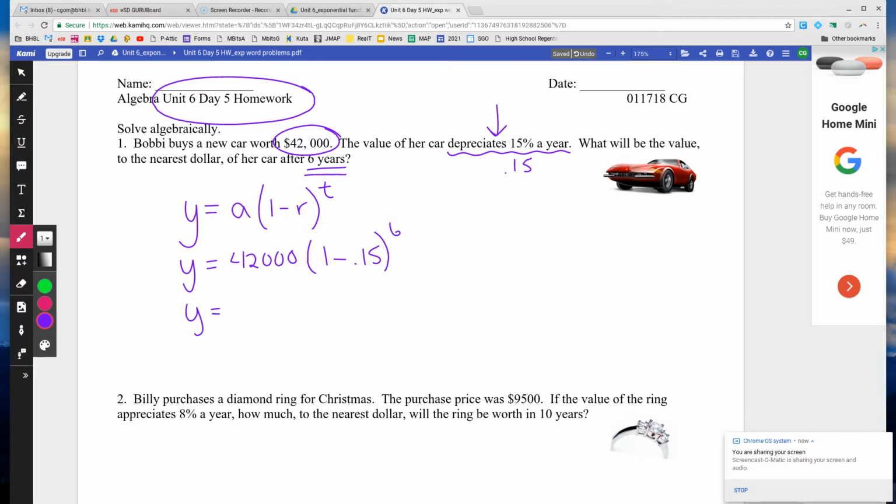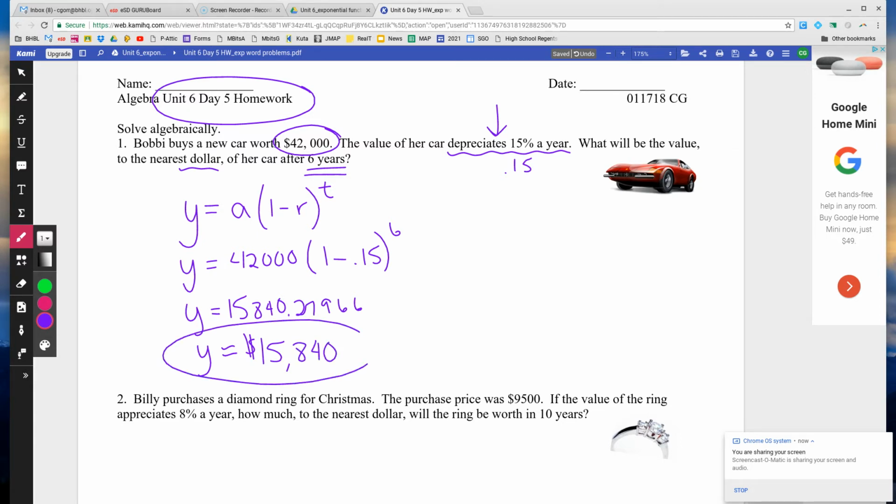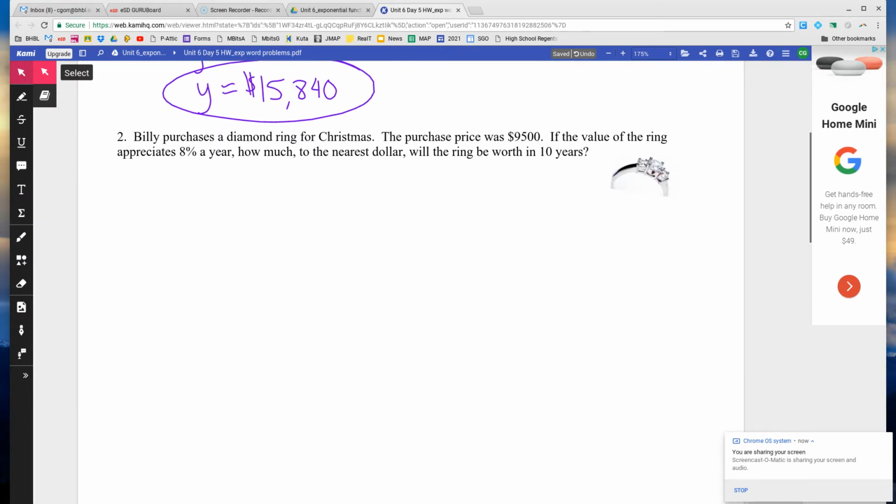So plugging that into a calculator, I get $15,840.27966. I'd like to round that always, since it's money, to the nearest dollar in this case. So my answer, $15,840. So 6 years, that's quite a hit on that value. So let's talk about number 2.